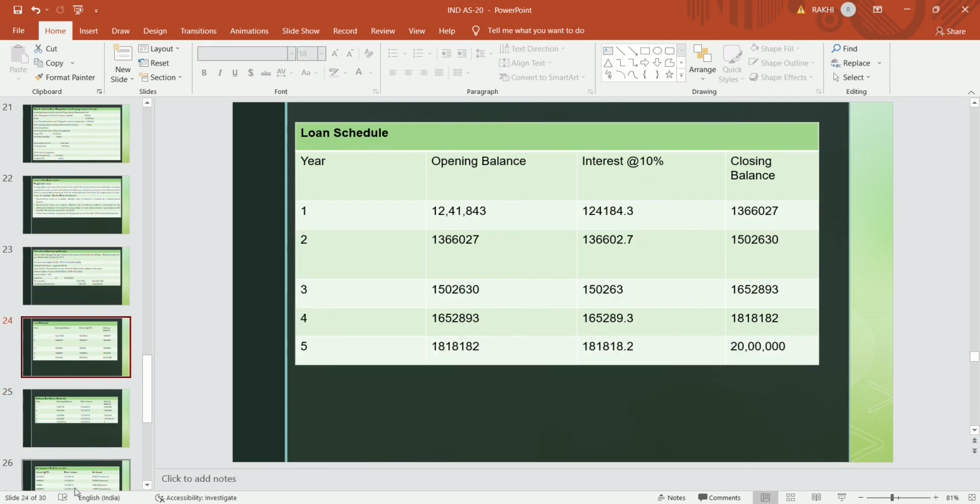The opening balance of the loan is 12 lakhs 41,000, which is the actual amount on which 10% is to be charged, that is, 1 lakh 24,000. Then we add that, and the closing balance is 13 lakhs 66,000. That is again the next year's opening balance on which interest is to be charged, and the closing balance will be 15 lakhs. On that 15 lakhs, interest is charged at 10%, and that will be 16 lakhs. In this way, at the end of the 5 years, the 20 lakhs will be there.